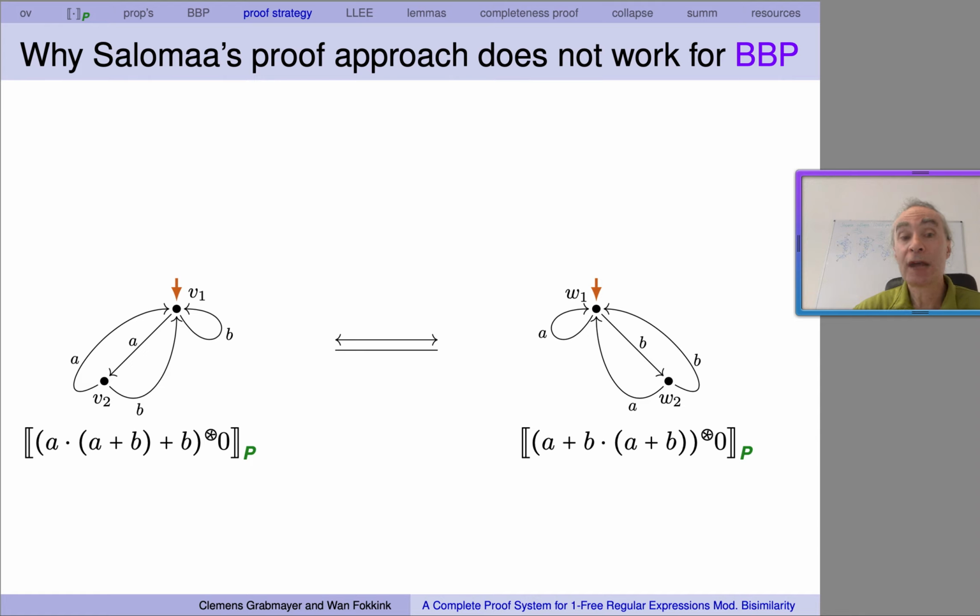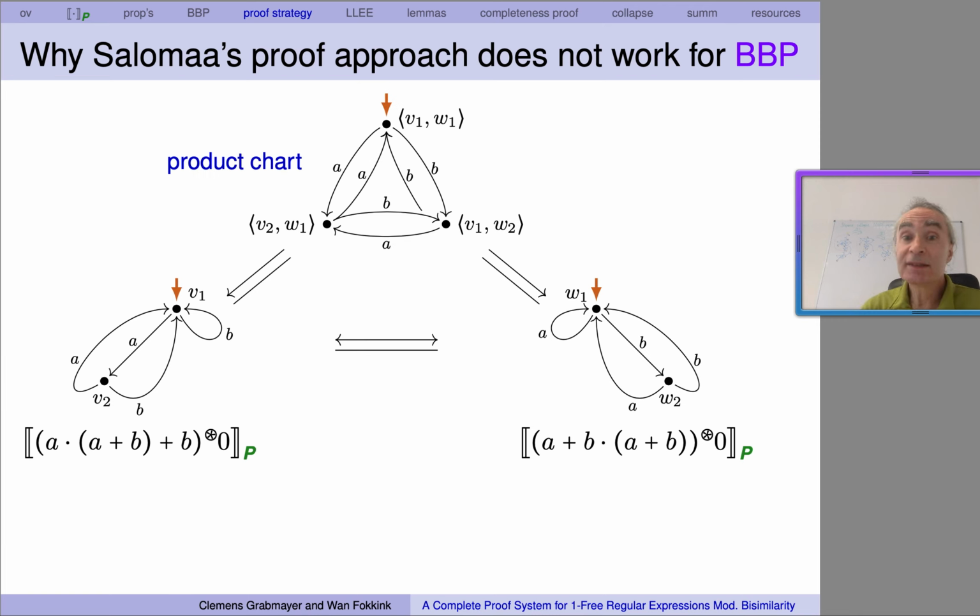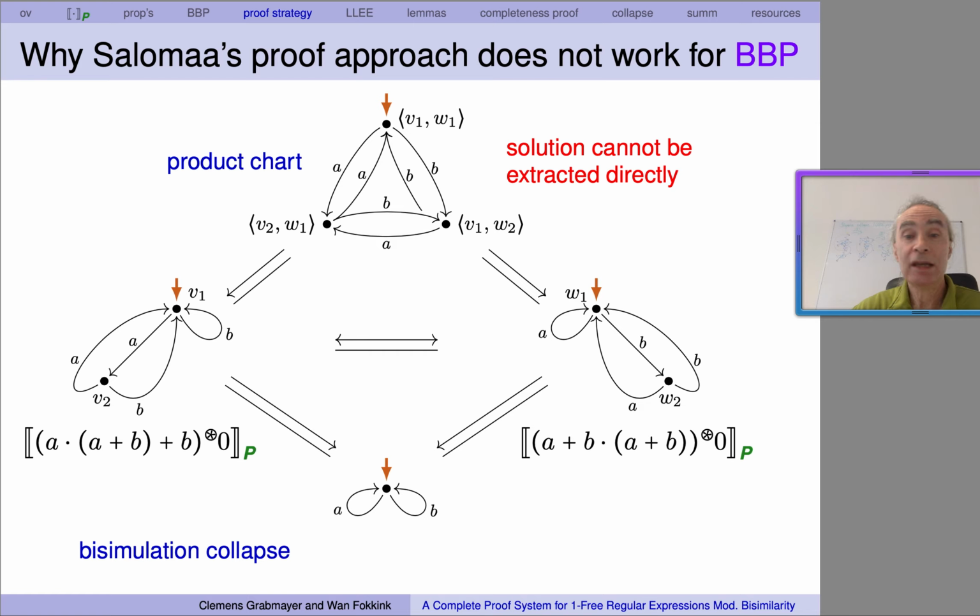Here you see two star expressions that are bisimilar and their chart interpretations. Now Salomaa suggested to look at the product chart of these two, and you see it here on top. Now note that this chart is of the form of the non-expressible chart. So it's not possible to extract a solution here directly. Note that here the transitions are labeled differently from the non-expressible chart. So a solution here exists, however, it cannot be extracted directly. If it could, then one would be also able to extract a solution from the non-expressible chart.